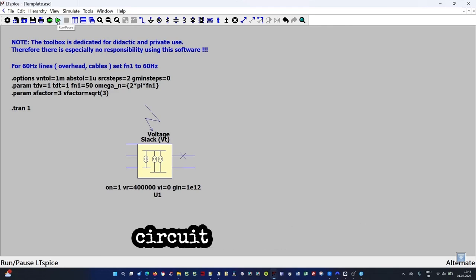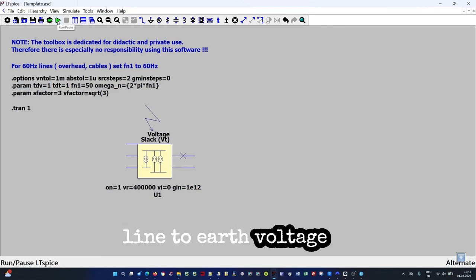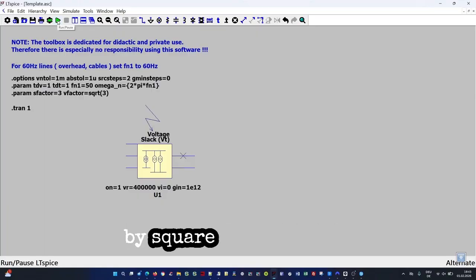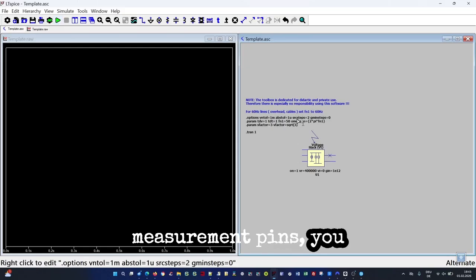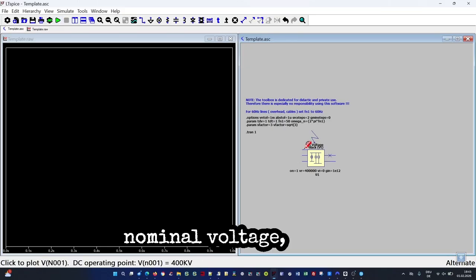The voltage at the circuit output is the line to earth voltage as nominal voltage divided by square root of 3. Now I start the simulation. By clicking on the measurement pins, you can see the values for nominal voltage, active power, and reactive power.